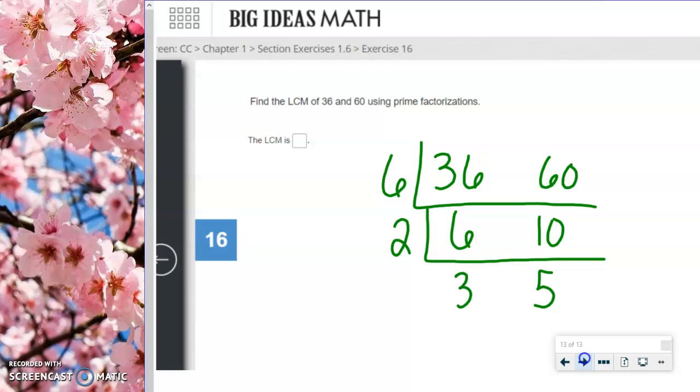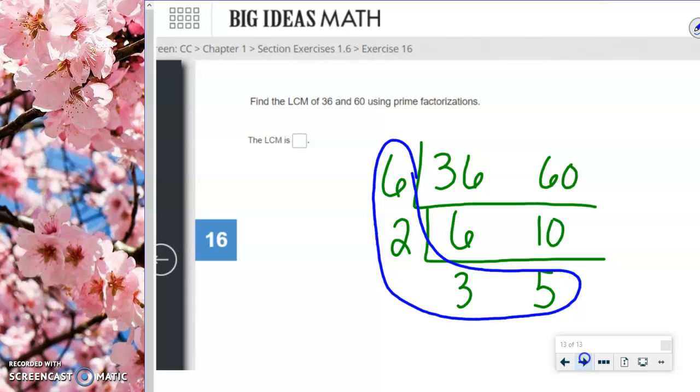So now my LCM is going to be all of these numbers multiplied together. Well, 6 times 2 times 3 times 5, if I use my handy-dandy calculator, is going to give me 180. And that would be the least common multiple of 36 and 60. So I enter that in, check my answer, and see if I got it right.